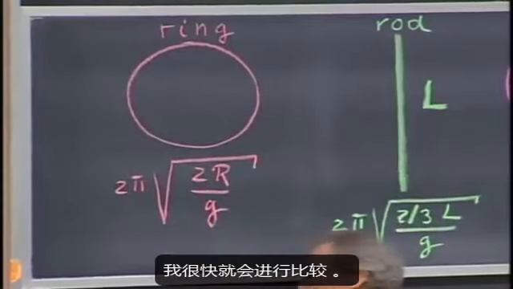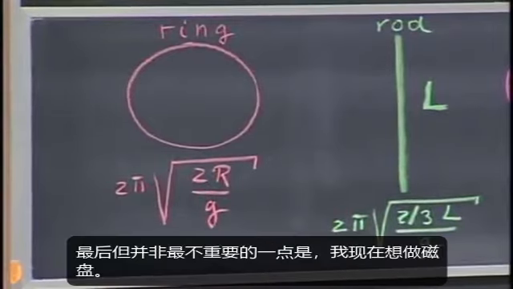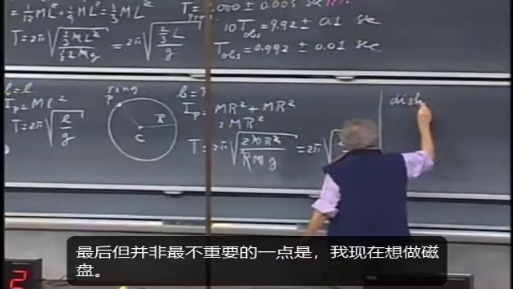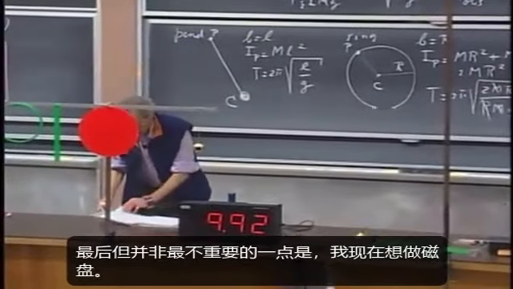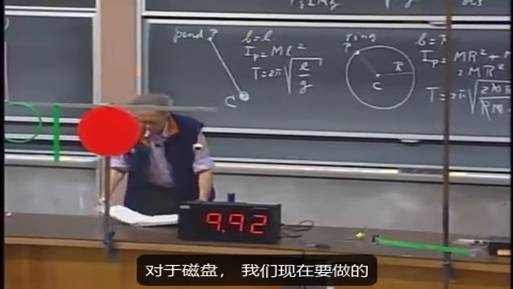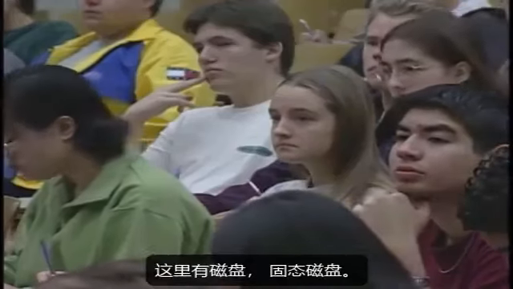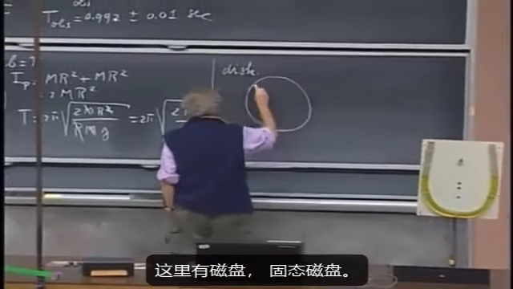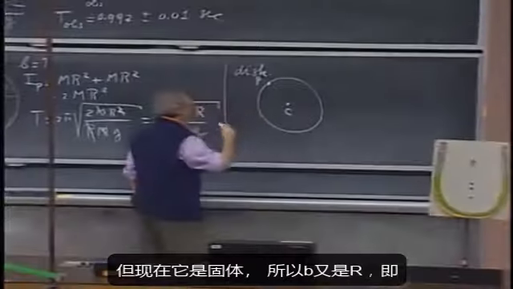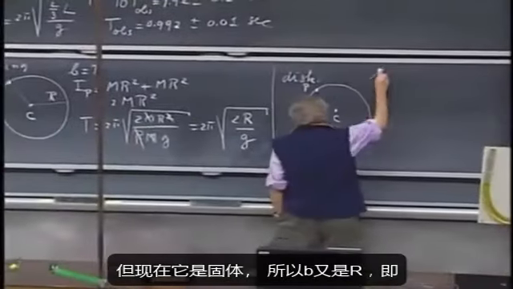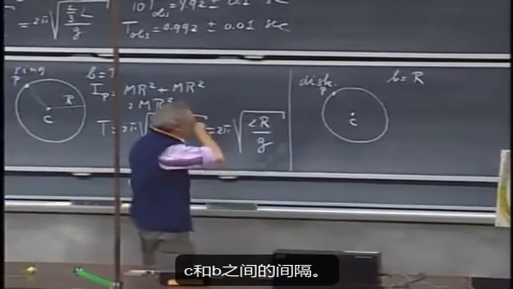I'll make a comparison very shortly. I just want to finish them all. And I now would like to do the disk, last but not least. For the disk, all we have to do now is calculate the moment of inertia. So here you have the disk, solid disk. This is point P, this is the center of mass, but now it's solid. So again, b is R, the separation between C and P.